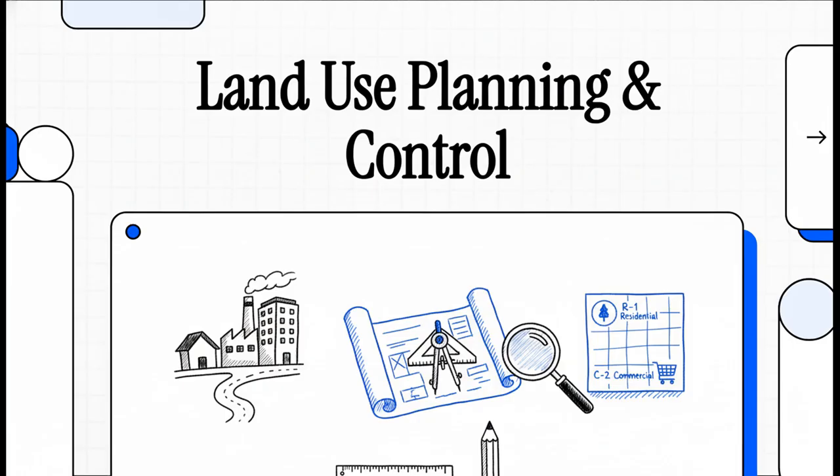This is our explainer on land use planning and control. We're going to break down all the key terms and concepts that decide what gets built, where it gets built, and why. Honestly, think of this as your personal blueprint for acing this part of the real estate exam.